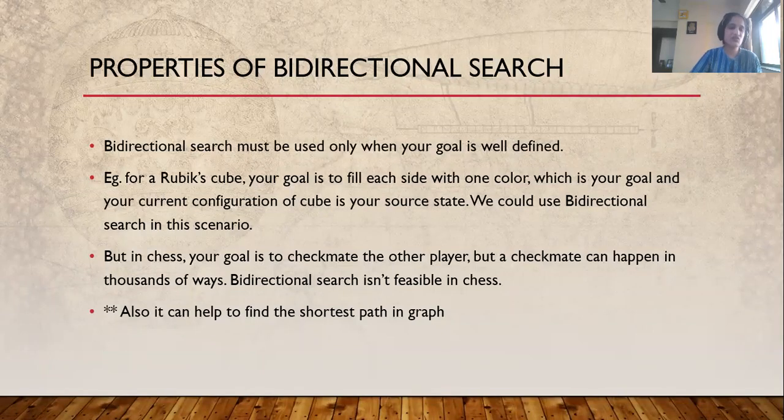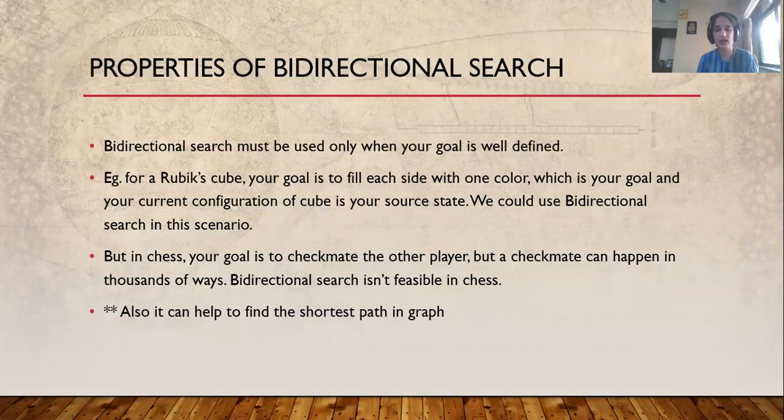So bidirectional search will not be feasible in those scenarios wherein there are multiple states that can resemble the goal state. That's what we want to say: whenever we make use of bidirectional search, we should use it in those applications where the goal state is definitely fixed, and only that state represents itself as a goal state.